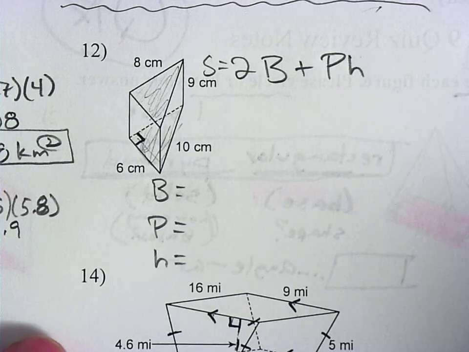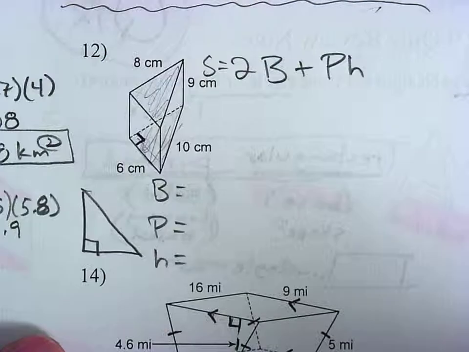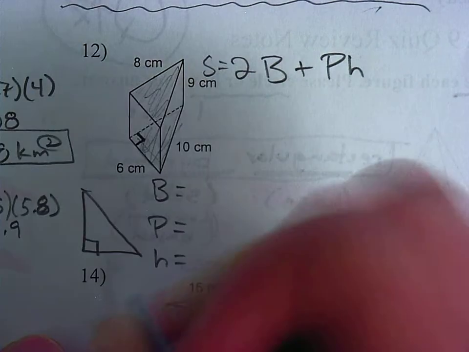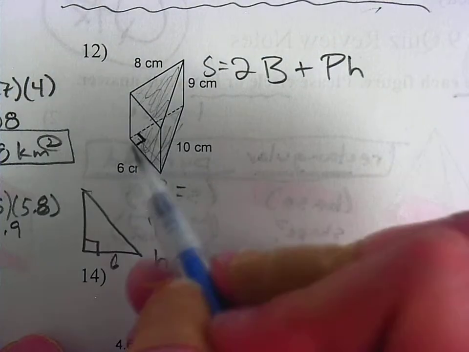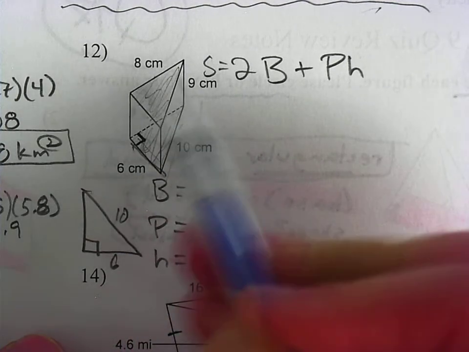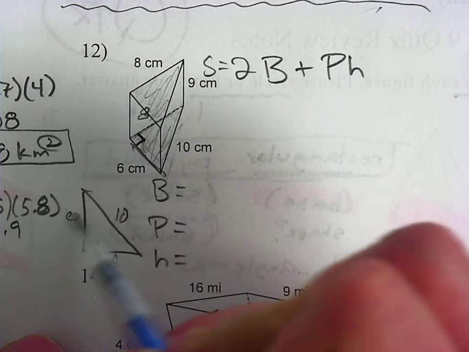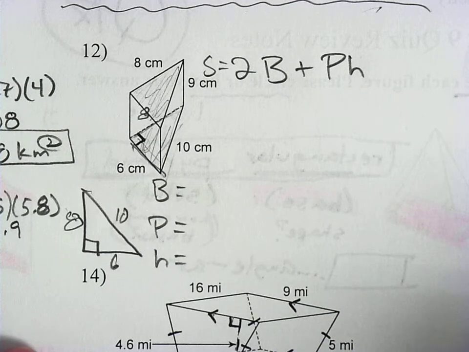Well, I'm going to redraw my base. Remember, that's a great idea for any of these. Just redraw your base. So I know I have this right triangle here. The bottom would be 6. I got that from here. The hypotenuse would be 10. And then this side is also this bottom side, right? They're the same. So this height is going to be 8.